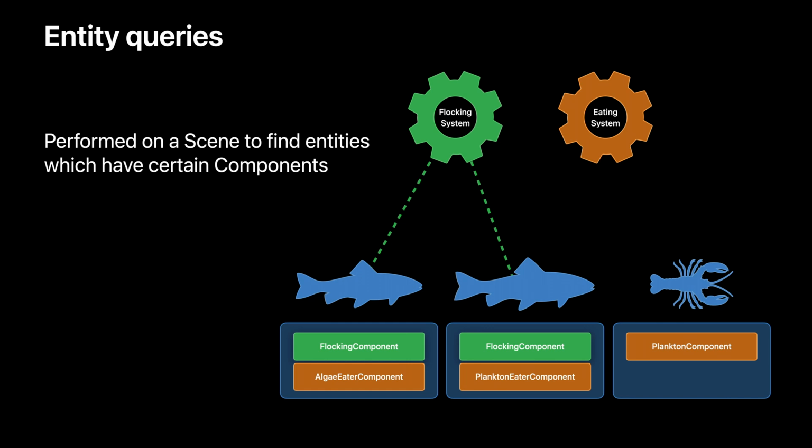The flocking system wants to find all entities that have a flocking component on them, while the eating system wants both kinds of hungry entities plus the entity that's a type of food. So let's take a closer look at what exactly is happening when a system uses an entity query.